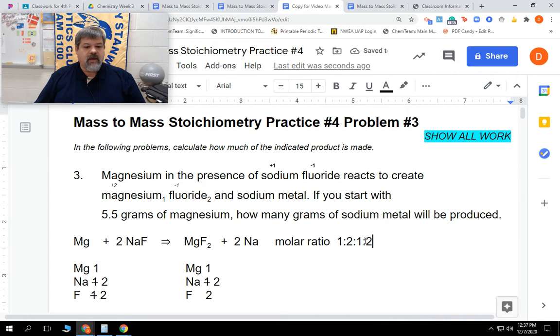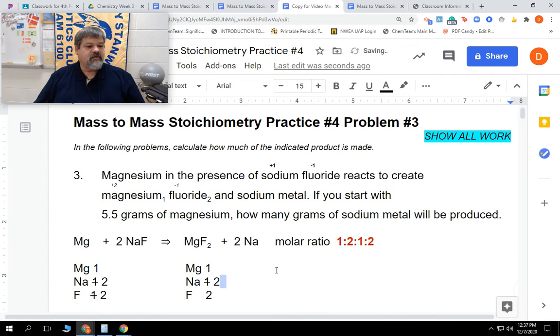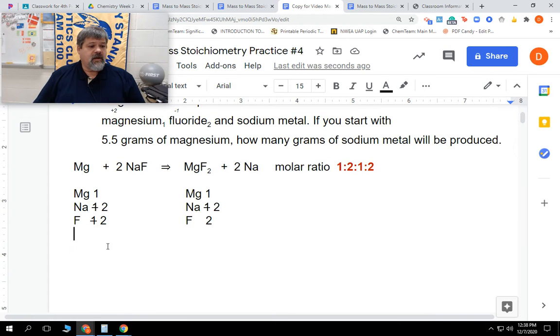So now we have to go ahead and, again, I want you to highlight or change the color and make it bold so we're nice and good. So our next step is we got to start our stoichiometry problem. In our stoichiometry problem, we're going to start with the number that's in the problem. In this case, there's only one number, so we don't have to worry about it. So there's our number, 5.5 grams. So we're going to come down here and we're going to say that we have 5.5 grams of magnesium.